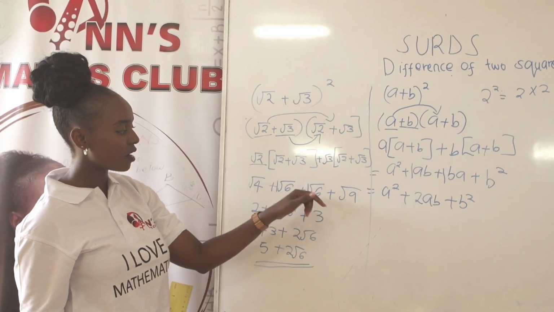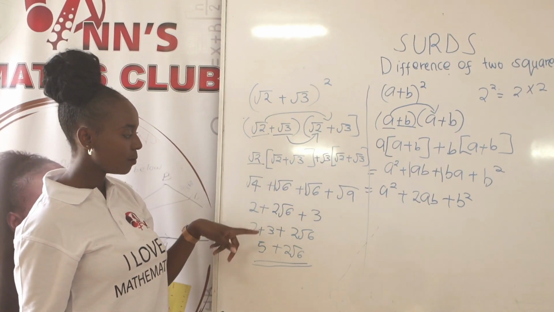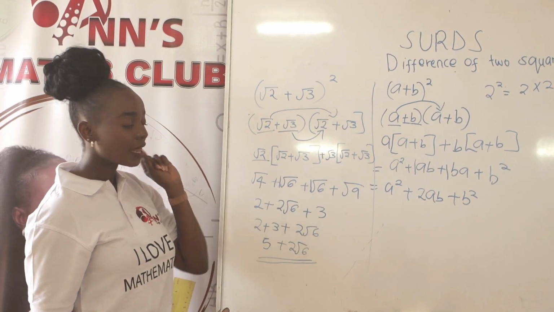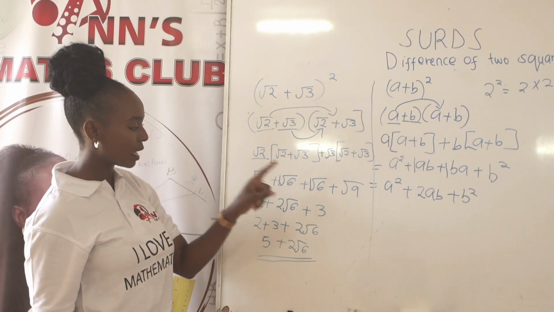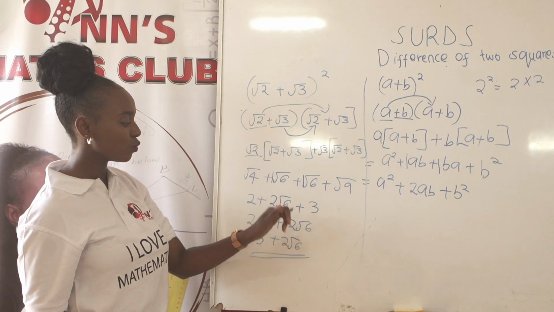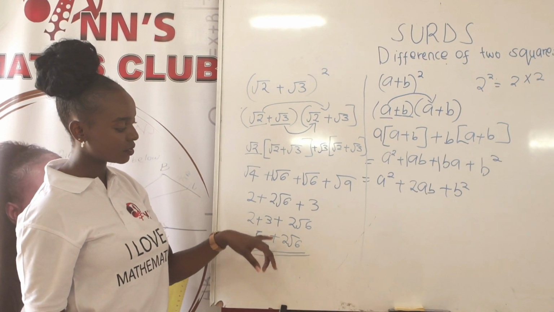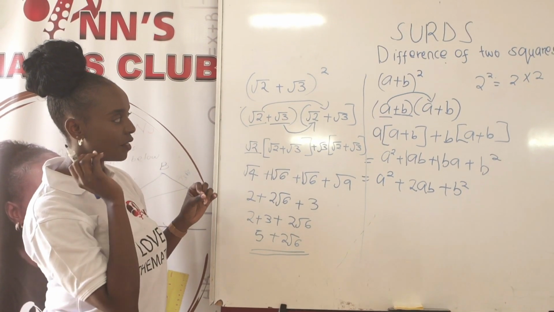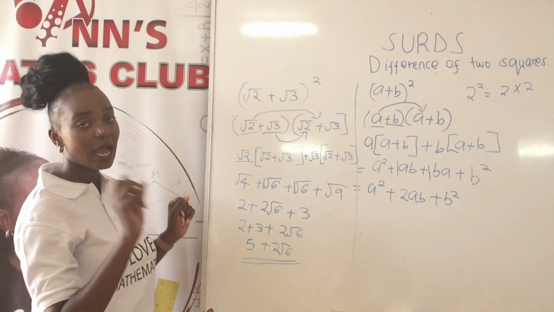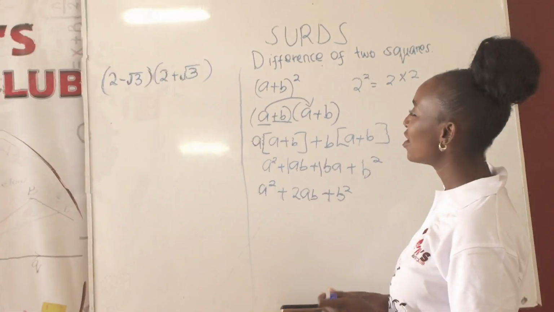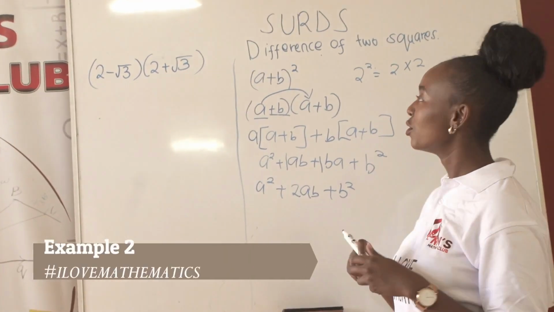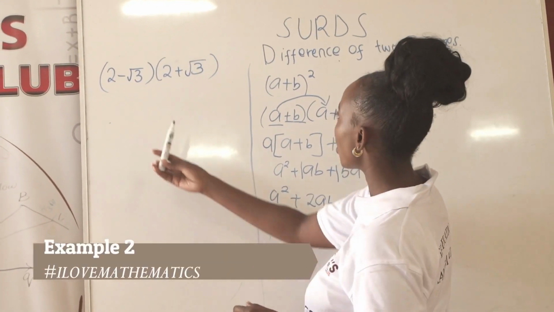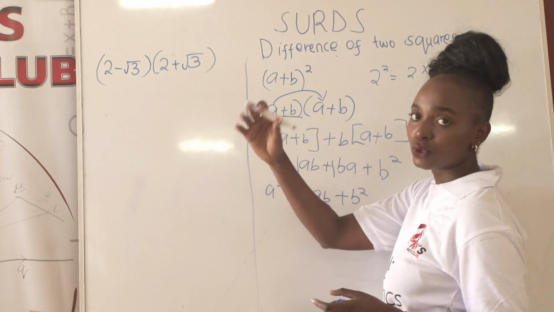Then for these two values, you can go ahead and add them and get 2 root 6. Then collect the like terms, 2 plus 3, then you add 2 root 6, you get 5 plus 2 root 6. So basically this is one of the examples, and I'll be doing another example. Moving on to example 2, remember we are still focusing on the difference of two squares.